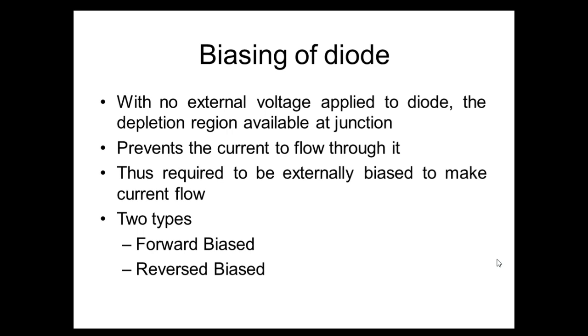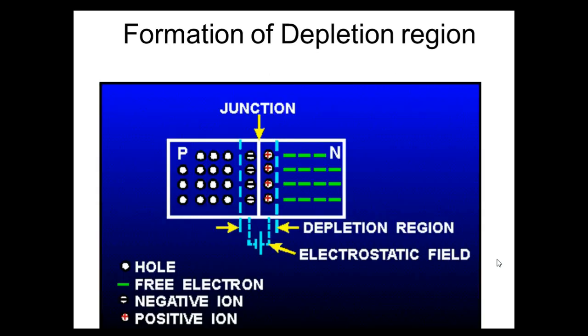Biasing means giving some appropriate external voltage, usually DC voltage, to get the desired response. What is biasing? To get the desired response we supply some external voltage. This is usually referred to as biasing. Particularly when no biasing is applied, there won't be any charge carriers flow.